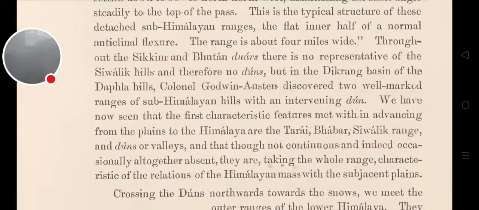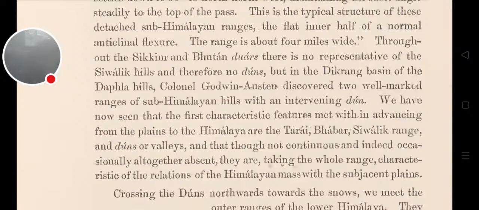Throughout the Sikkim and Bhutan Dwars, there is no representative of the Shivalik hills and therefore no duns, but in the Dikrang basin of the Dafla hills, Colonel Godwin Austen discovered two well-marked ranges of sub-Himalayan hills with an intervening dun.